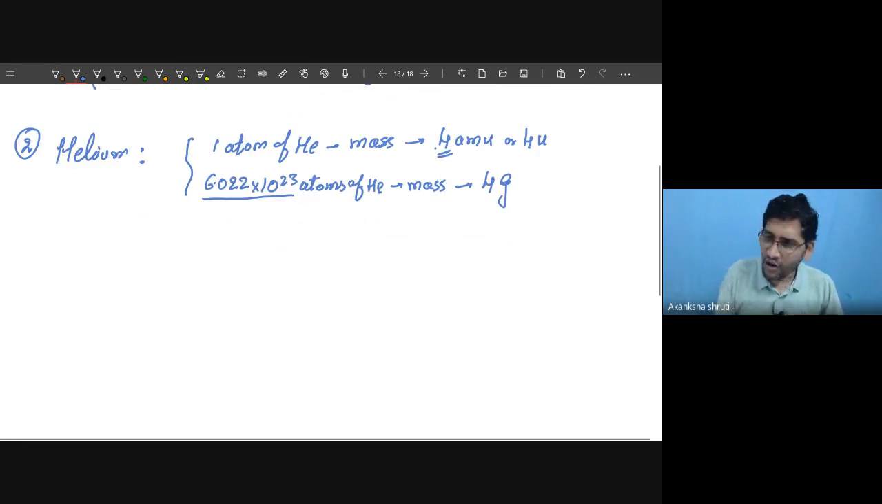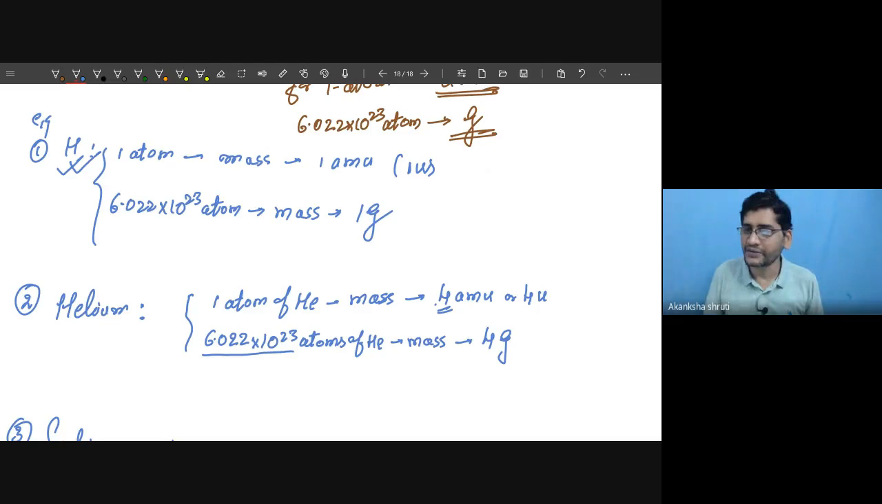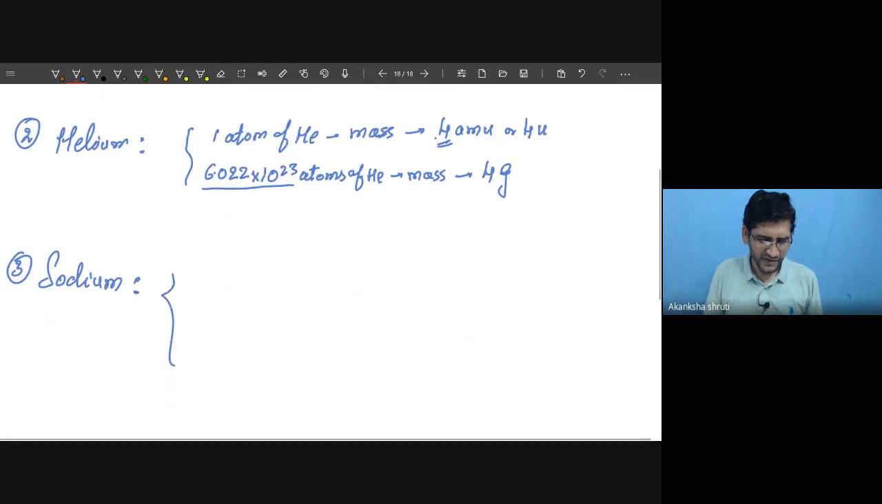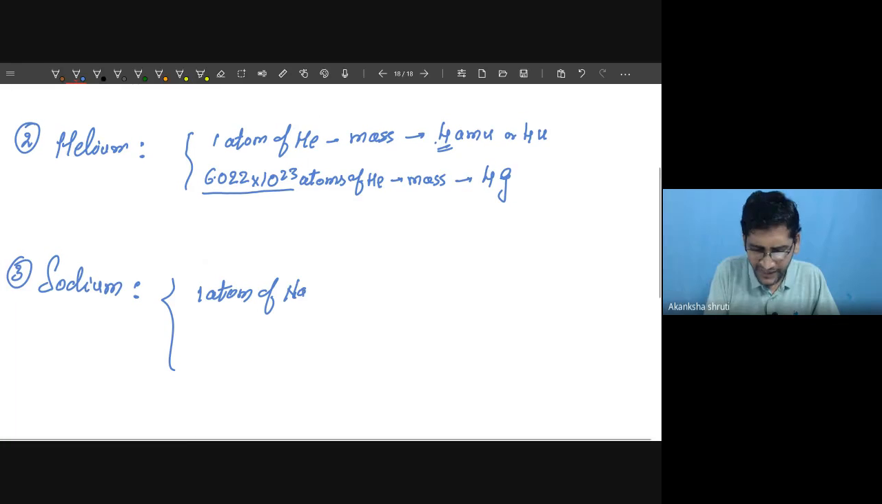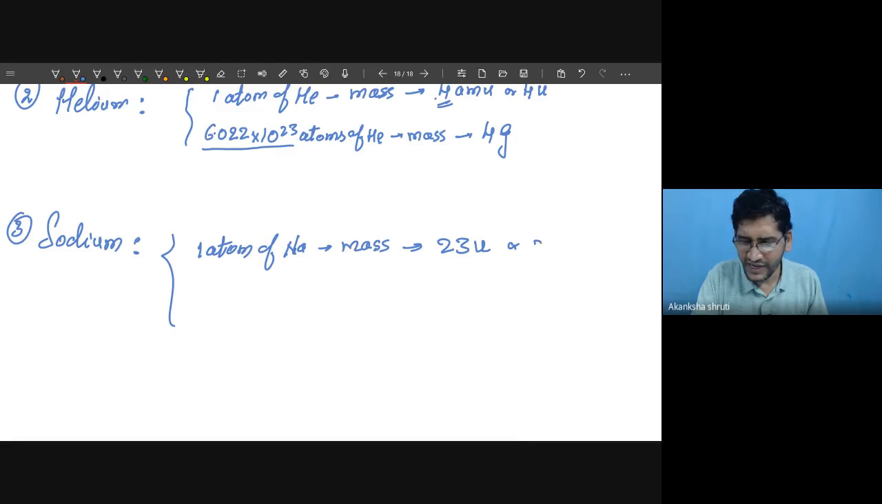The same is true for all the other elements. If we are taking, say, sodium, then it is found that this sodium is 23 times heavier than hydrogen. So one atom of sodium, denoted by Na, its mass will be 23 U or 23 AMU. Okay, student? AMU or U mean the same thing.